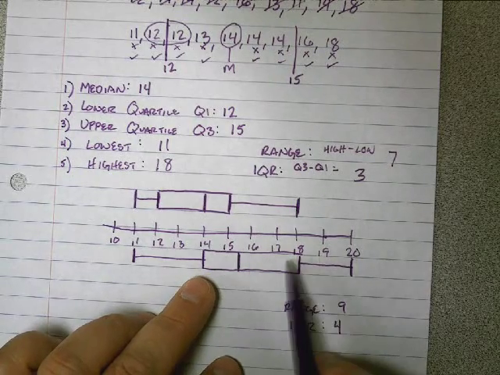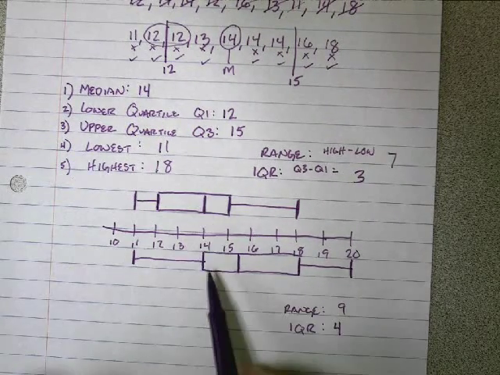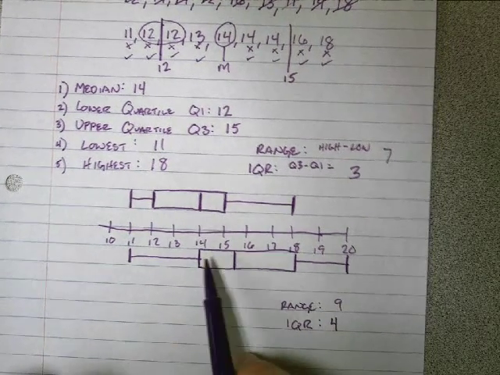And so you can make arguments like that because of box and whisker plots, and it's a nice way of comparing things. We're going to be using that for our project coming up soon.